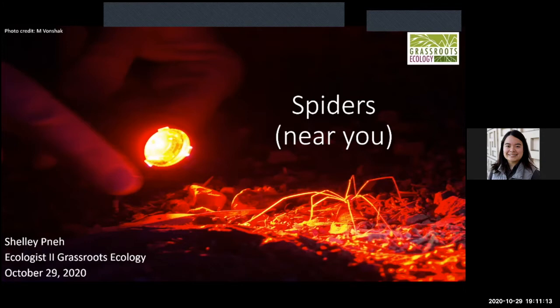So this is what the general spider looks like. You have 8 legs. What's really cool about these legs is that each of these legs has sensory hairs that detect vibration. So either when the spider is walking on the ground or on its web, it can feel vibrations in the ground and in its silk.